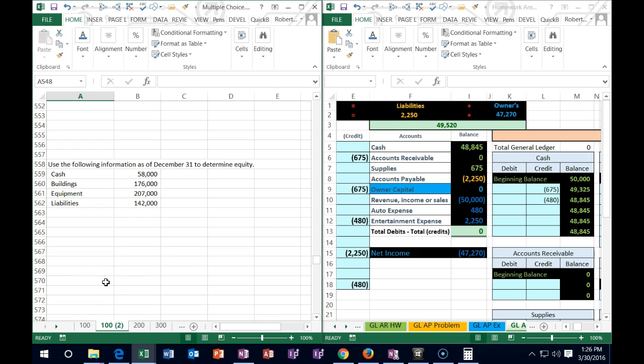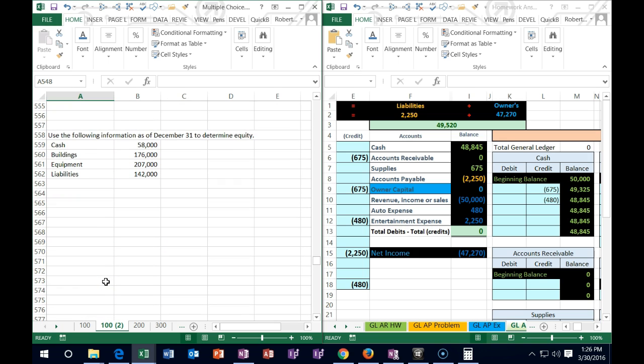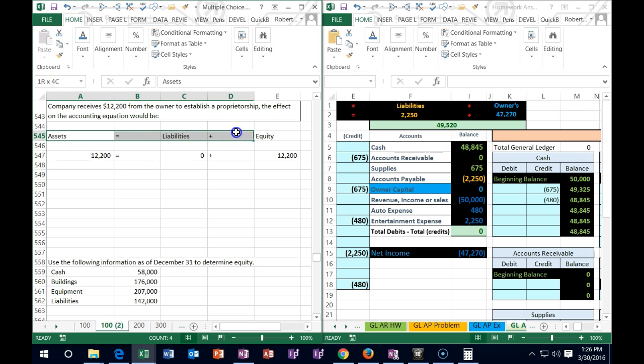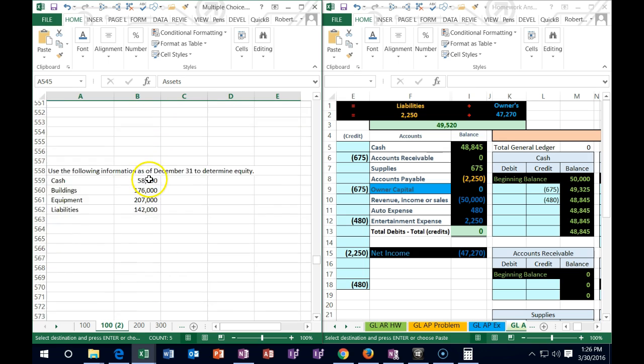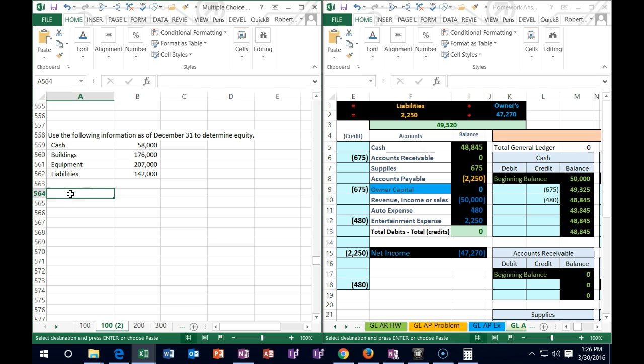All right, so let's take a look at the next one. We're going to say using the following information as of December 31st, determine equity. So we're going to have our same accounting equation here. I'm going to copy our accounting equation. And we're going to try to use the accounting equation to figure out what happens to equity. So they're giving us balance sheet numbers here, and we're assuming this is all the information on the balance sheet. And we got to plug that in there and then find the missing amount.